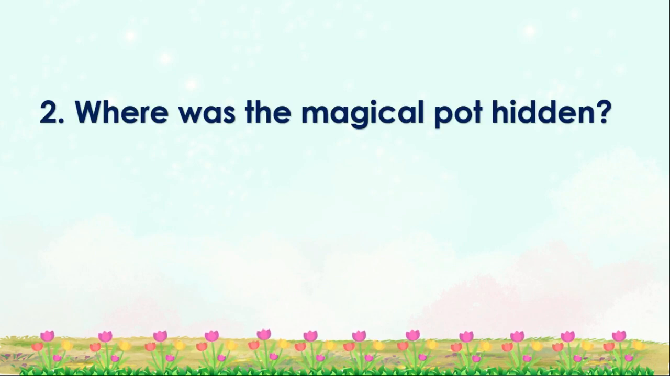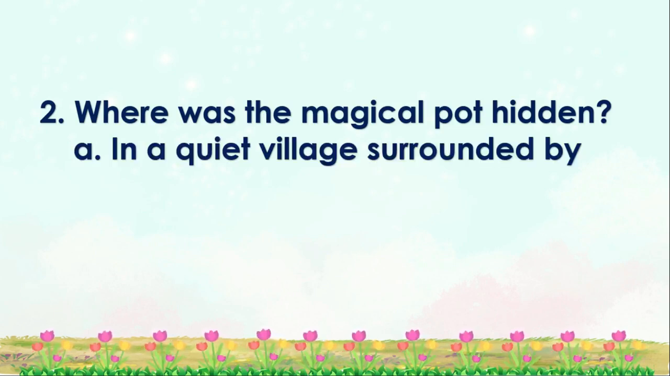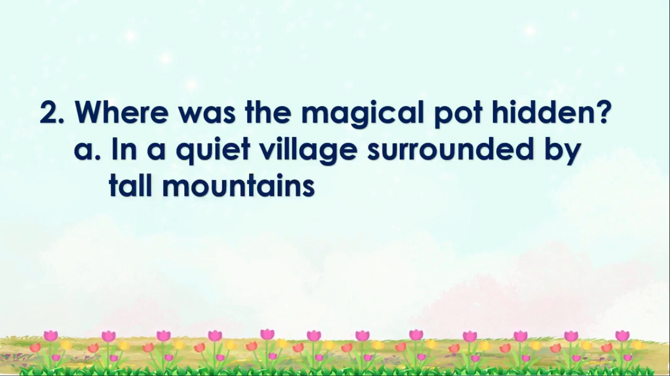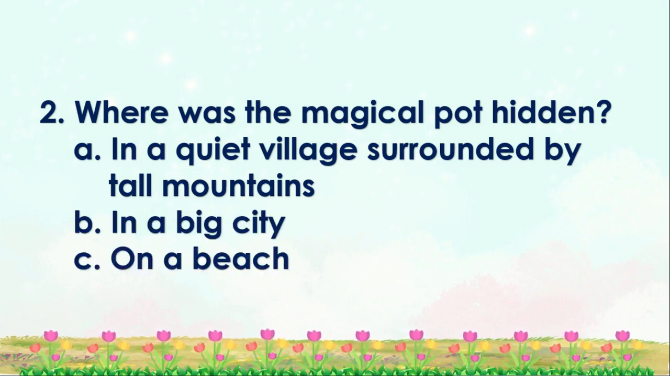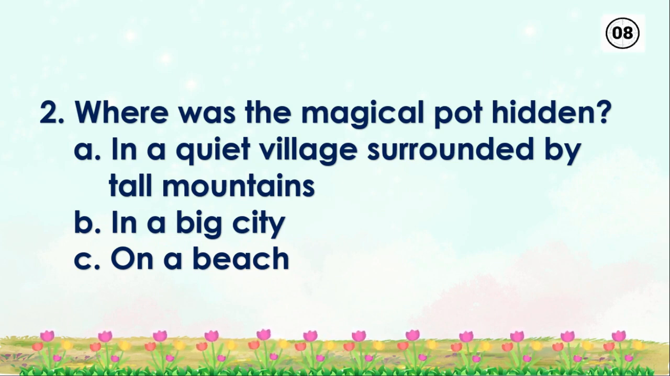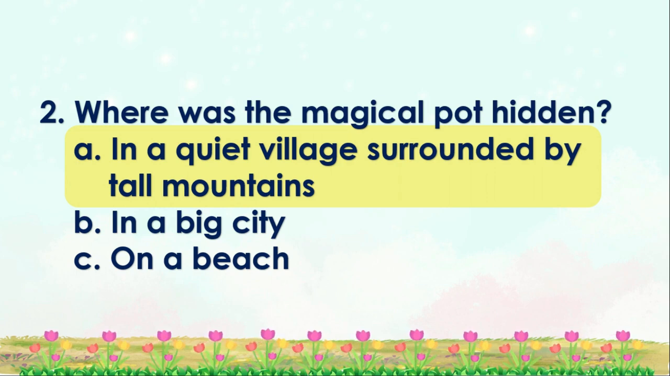Number 2. Where was the magical pot hidden? A. In a quiet village surrounded by tall mountains. B. In a big city. Or letter C. On a beach. You're right. The correct answer is letter A.